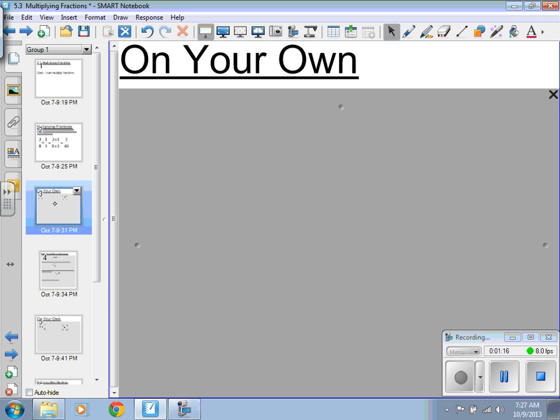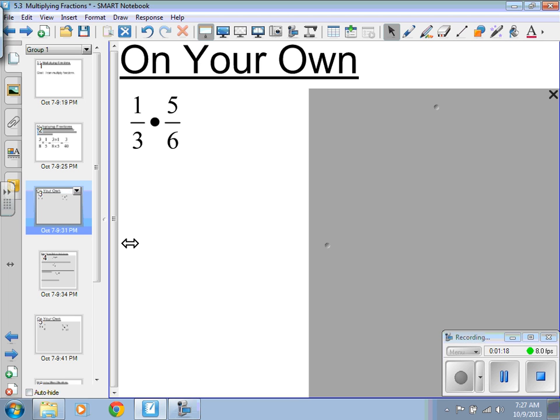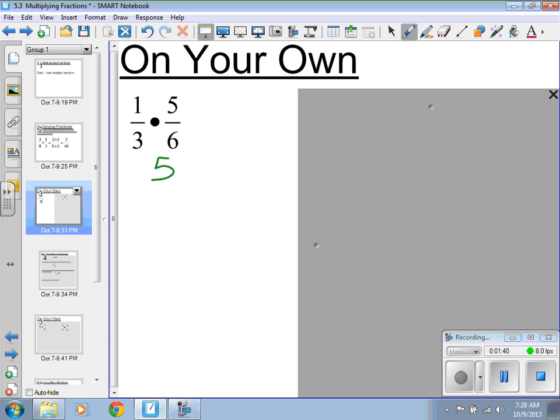Let's try this on our own. Here's our first problem. You work this, pause this to work it, and I will work it out after you pause it, which means I'm going to work it out now. We get 1 times 5, which is 5, 3 times 6, which is 18. Can this be simplified? No, because we have no factors in common.